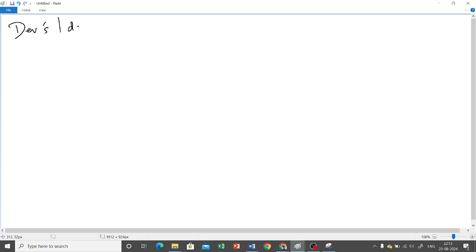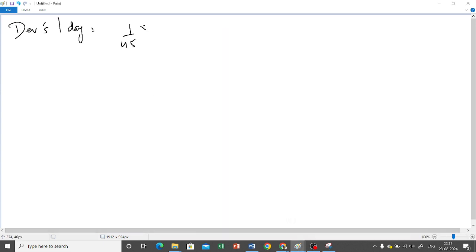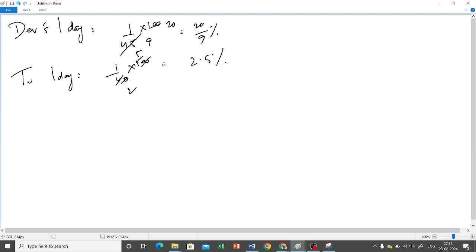Dev's 1 day work is how much? 1 by 45, converted into percentage, that is into 100. So that gives 20 by 9 percent of work Dev can complete in 1 day, that is 2 point something percent. Tupu's 1 day work is 1 by 40 into 100, that is 2.5%. So Tupu in 1 day completes 2.5%.